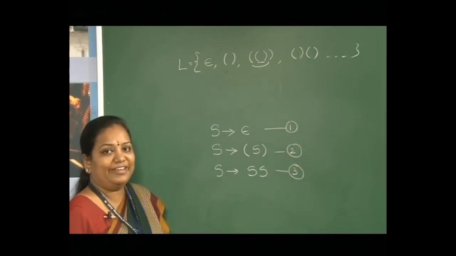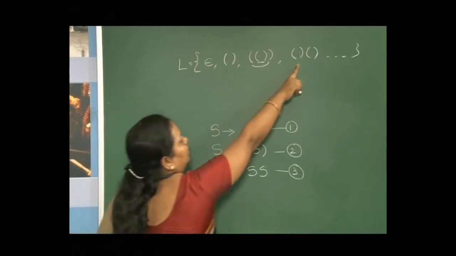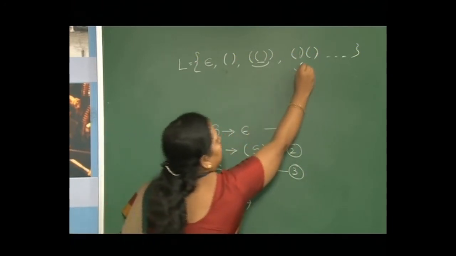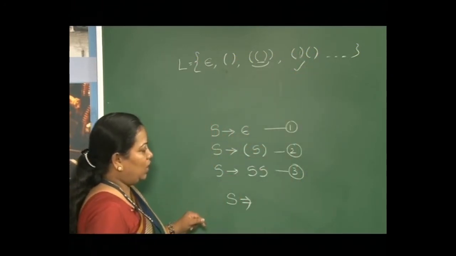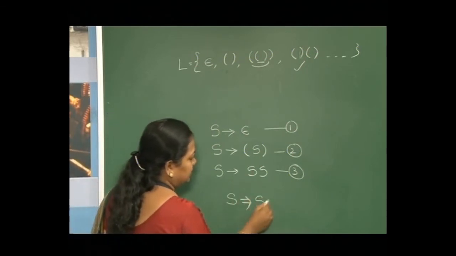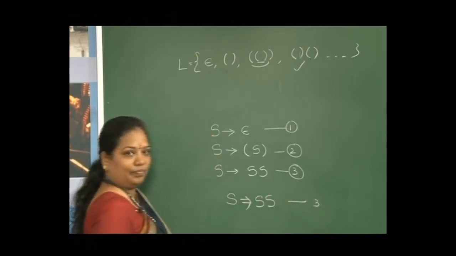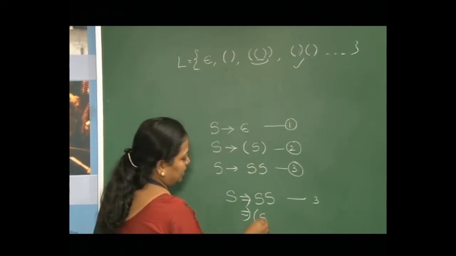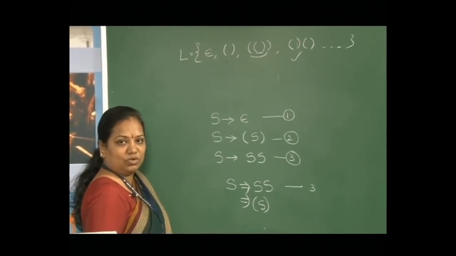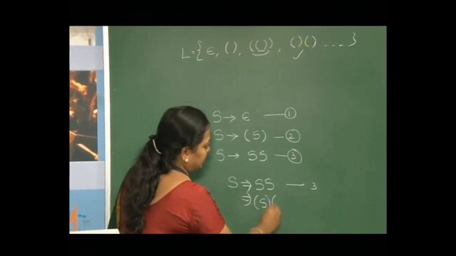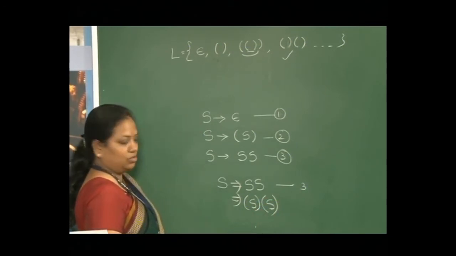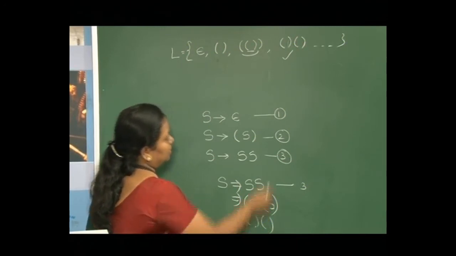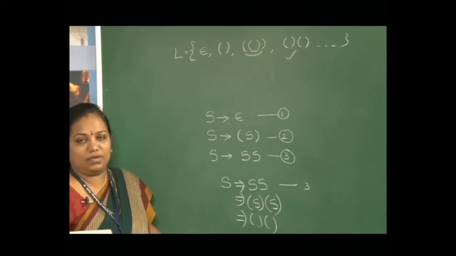Shall we go for one derivation? So, we will go for sequential parentheses. S derives the string, opening closing, opening closing. In order to derive this string, which rule must I apply? I must apply S tends to SS, that is rule 3. Now, the first S will be replaced by rule 2, that is opening parenthesis, S, closing parenthesis. Again, the second S is replaced by opening parenthesis, S, closing parenthesis, and again S tends to epsilon, S tends to epsilon, and the string is accepted, derived.